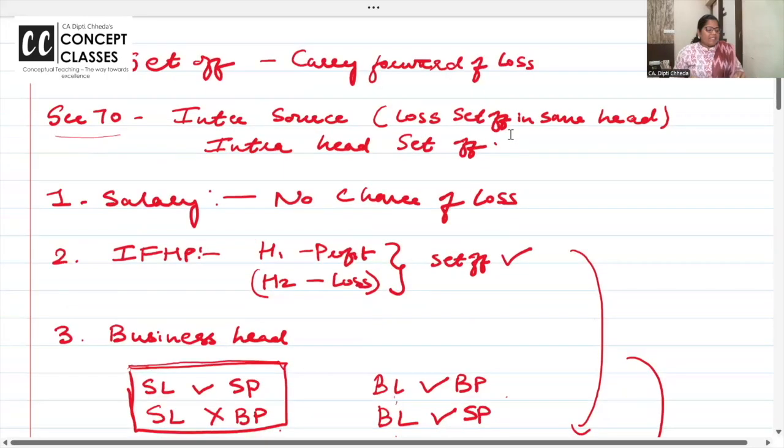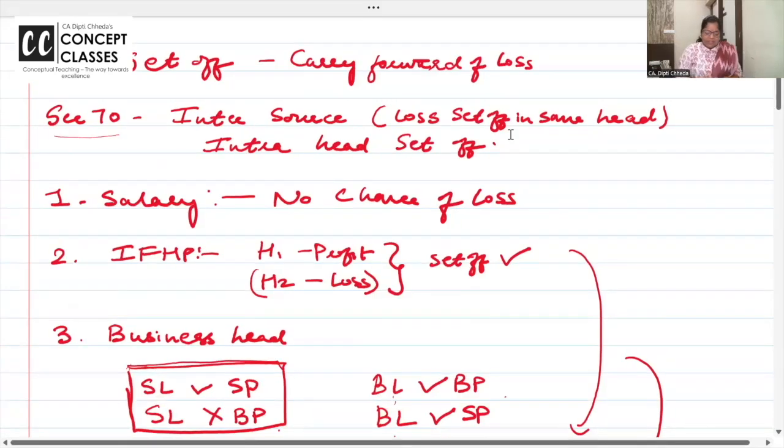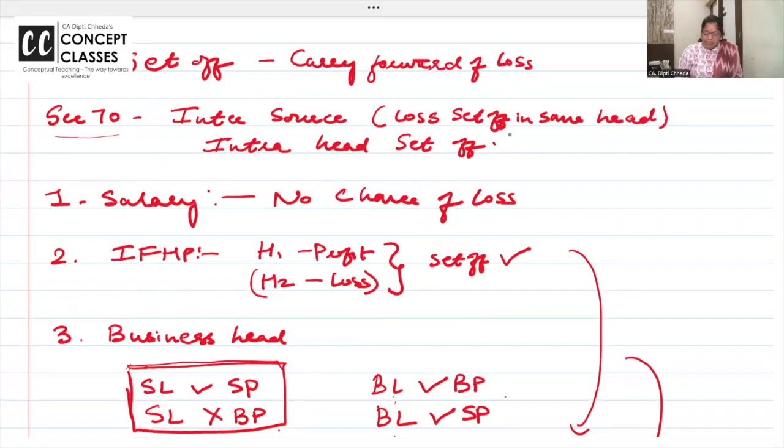But let's go. Set off and carry forward of losses is divided into two parts. The first one is the set off. And it starts with section 70. It says inter-source losses of same head to be set off in same head. I call it intra head set off, within the same head.